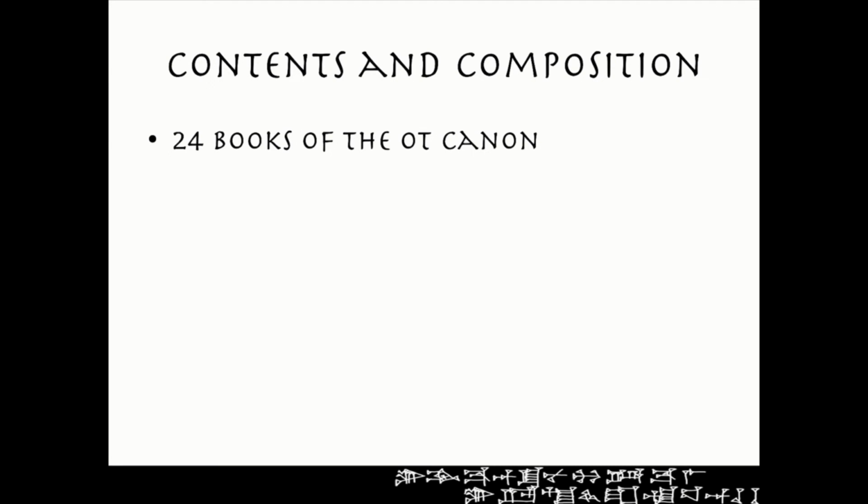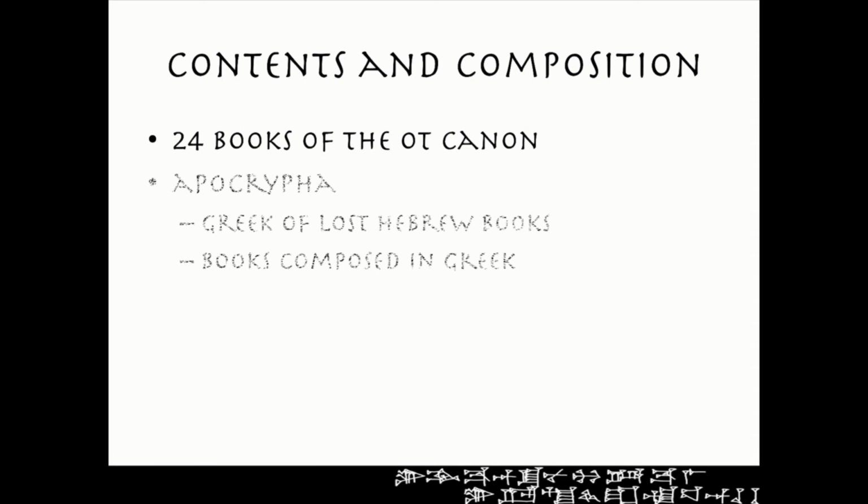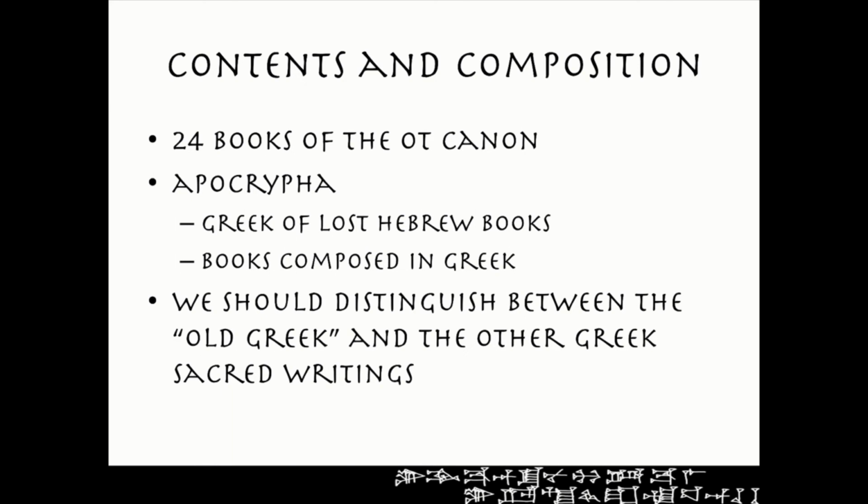So what are its contents? Well, it contains the 24 books of the Old Testament canon, the Apocrypha, which consists of the Greek translations of Hebrew books that we no longer have, and books that were originally composed in Greek. We should be careful to distinguish between the Old Greek, the original translation of the Septuagint, and the other Greek sacred writings, the later Recensions. We need to be careful not to lump all of those things together.